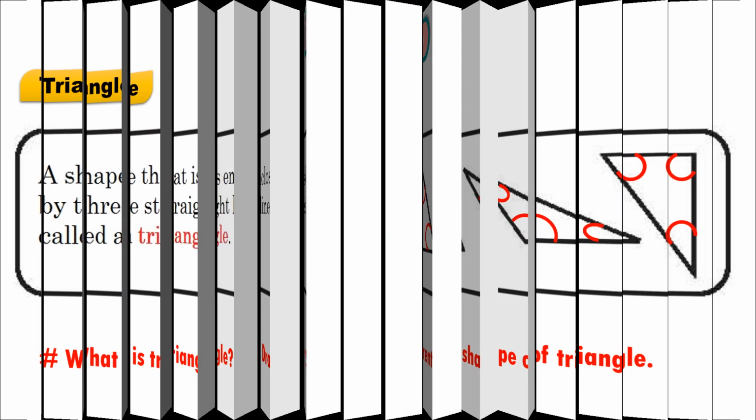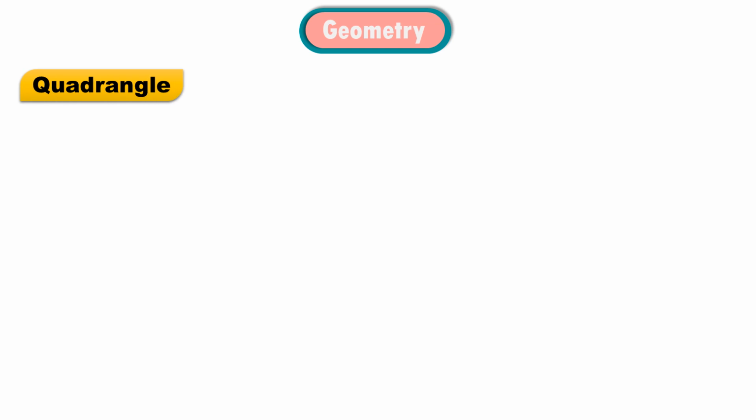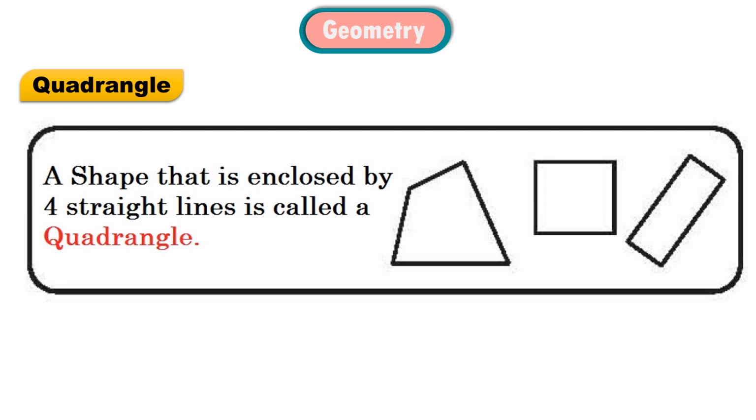Now we will talk about the quadrangle. This is the same as the triangle also, which means the definitions are nearly the same. The definition says a shape that is enclosed by four straight lines is called a quadrangle. In our previous definition about the triangle, we have seen there are three straight lines, and in a quadrangle we can see there are four straight lines. So that is the basic difference between the quadrangle and the triangle.